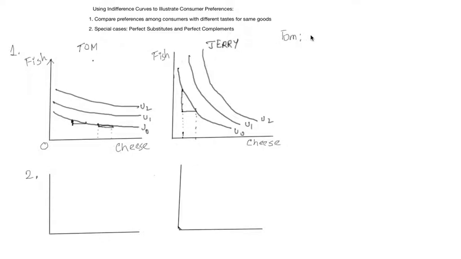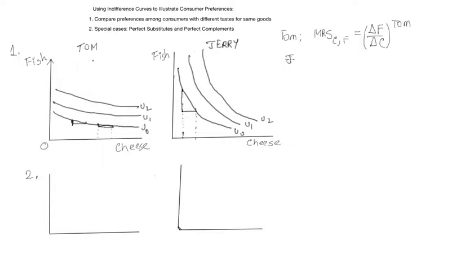So for Tom, let's look at the slope. The slope of the indifference curve we know is known as the marginal rate of substitution, MRS. The way we write it is we write the good that is on the horizontal axis, so cheese for fish, which is basically: if you increase the consumption of cheese by 1 unit, how much fish are you willing to give up? So this would be for Tom.